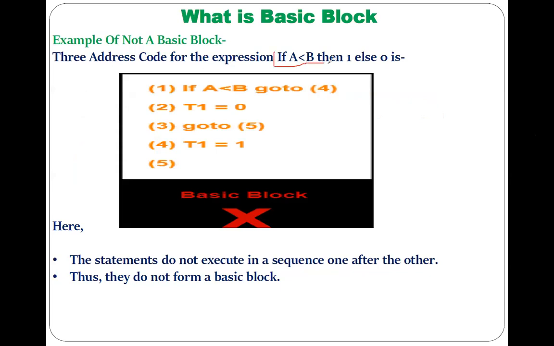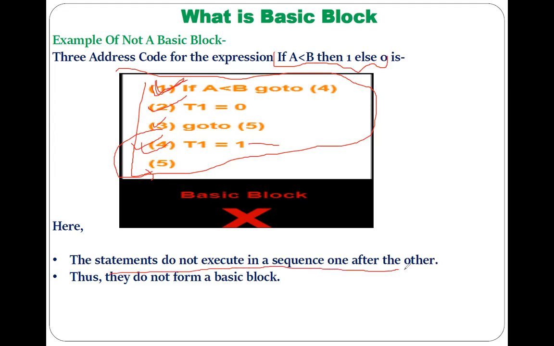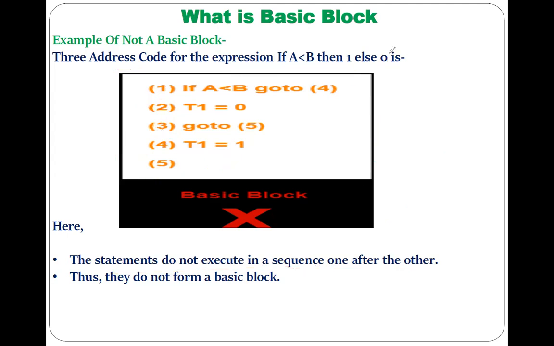For example, this is the example given: if A less than B, then 1, else 0. And for this, we have this sequence of code as intermediate code. Now you can see after the first instruction, directly you are jumping to the fourth instruction. Understood? There is a possibility of directly jumping to the fourth instruction, or after the first instruction, you may go to the second. Then after the second, you may go to the third. But after the third, there is a possibility that you directly go to the fifth instruction by excluding the fourth. Means the statements are not executing in sequence one after the other. That is the reason this is not forming a basic block. Okay, this also I already told in detail last time.